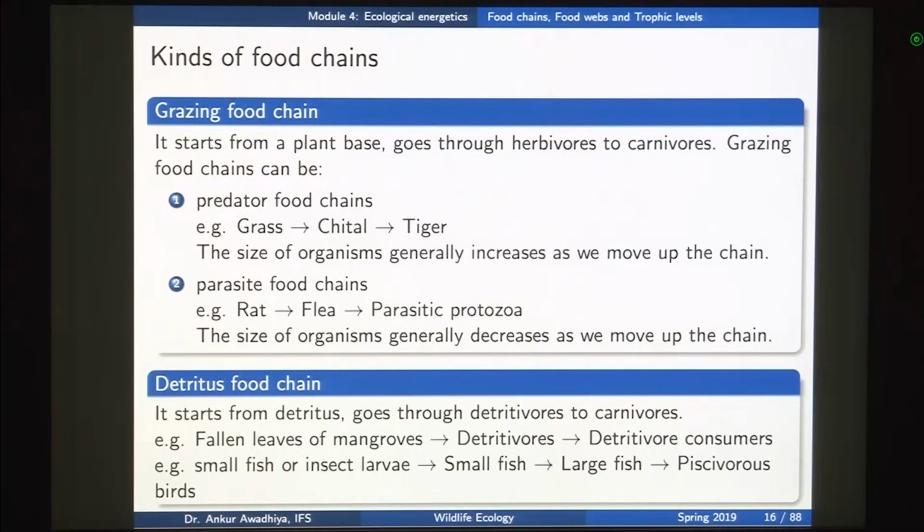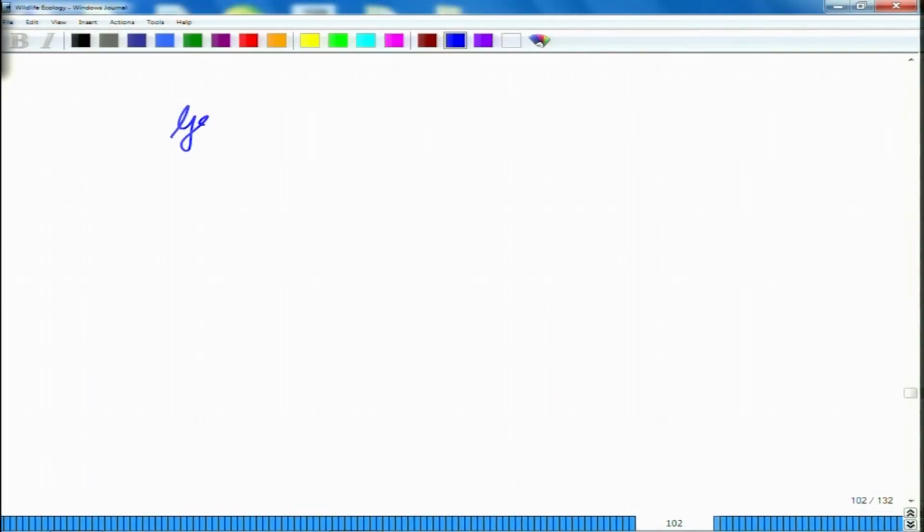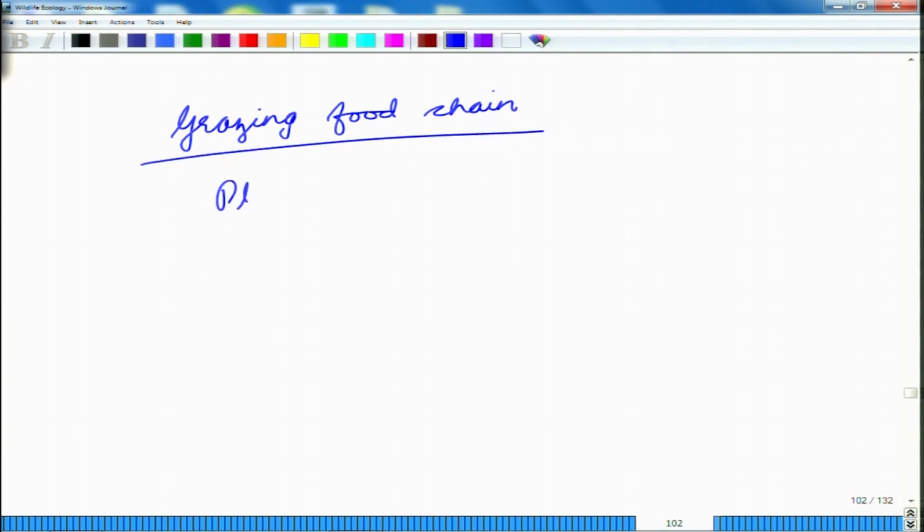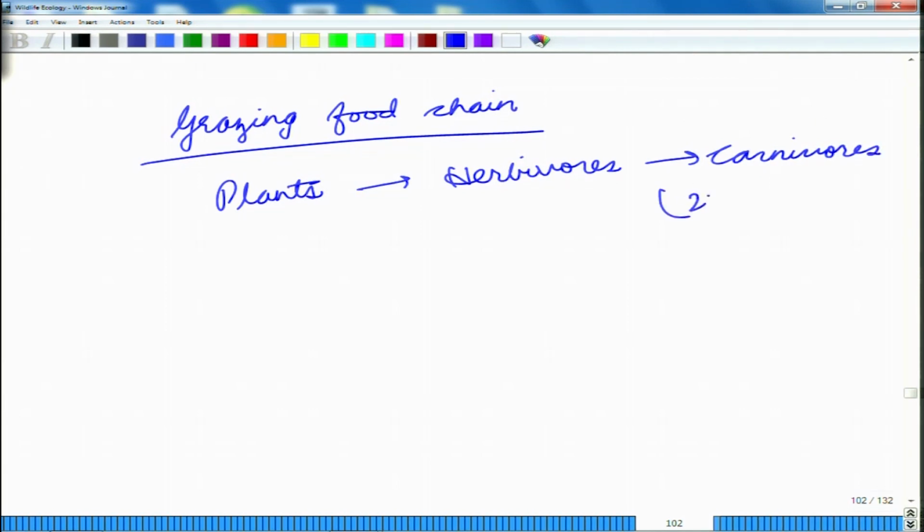Now, on the other hand, a detritus food chain starts from the detritus, or the dead and decaying matter, and then it goes through detritivores to carnivores. Essentially, when you have the grazing food chain, you have plants followed by herbivores, followed by carnivores, and then these carnivores can be secondary, tertiary, quaternary and so on.